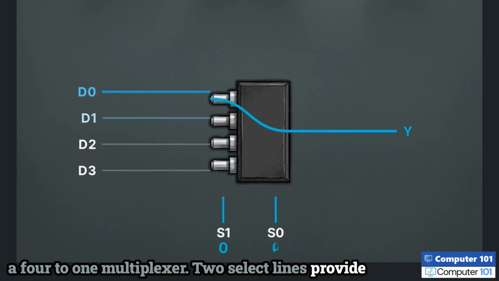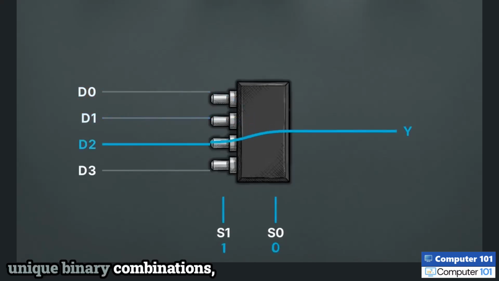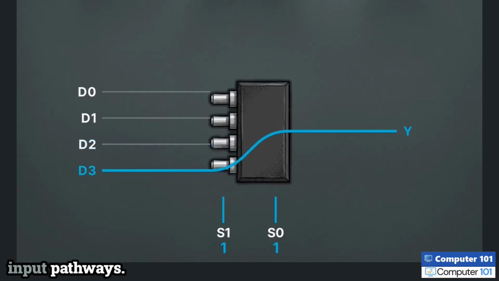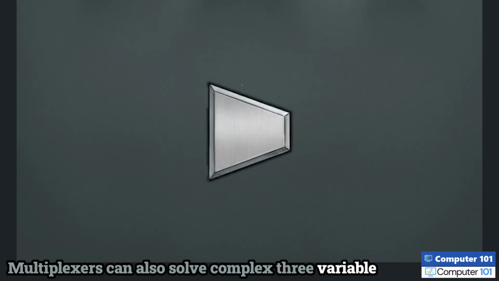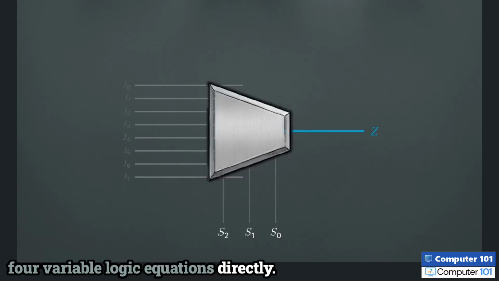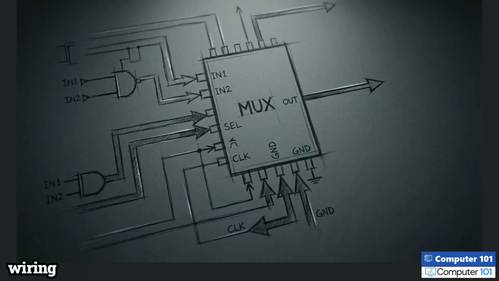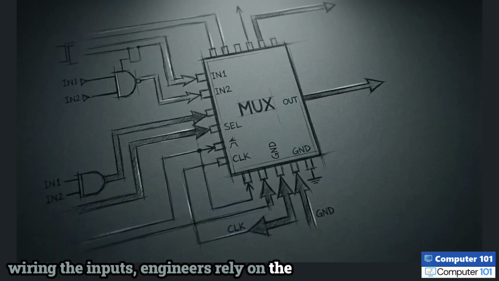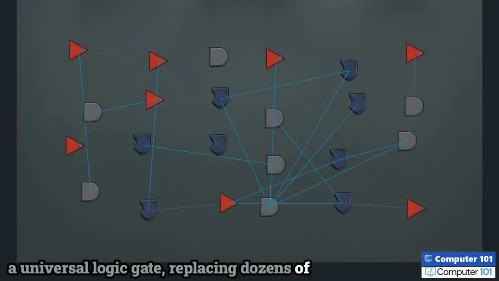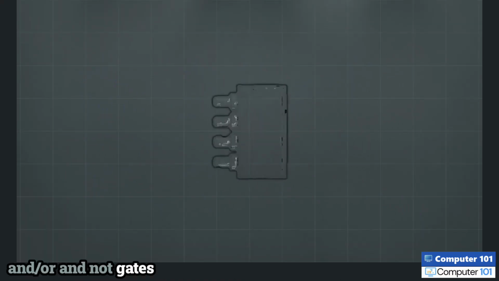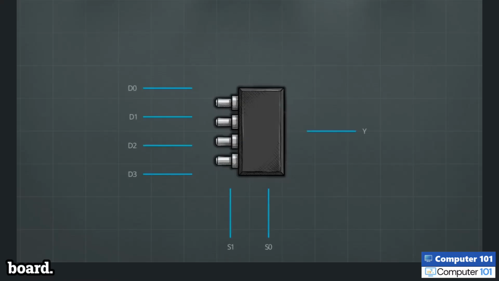Two select lines provide 4 unique binary combinations, creating 4 distinct input pathways. Multiplexers can also solve complex 3-variable and 4-variable logic equations directly. By creatively wiring the inputs, engineers rely on the multiplexer as a universal logic gate, replacing dozens of individual and, or, and not gates to save critical space on a circuit board.